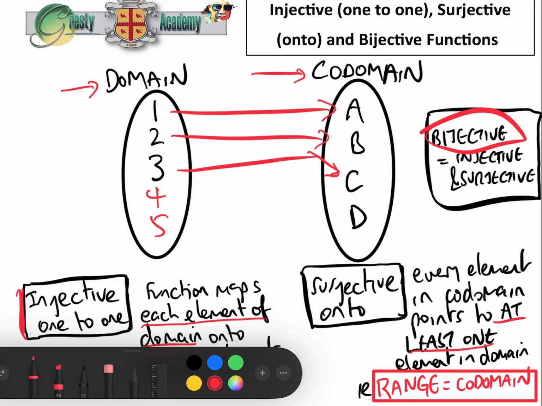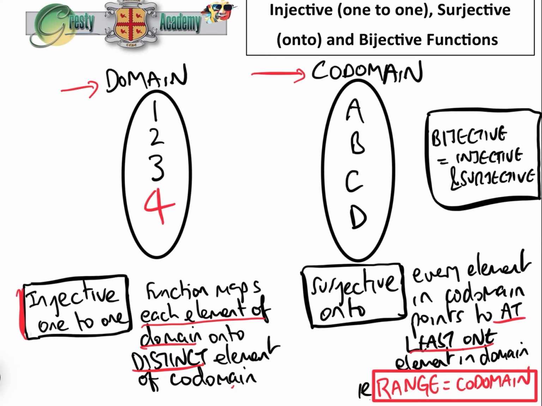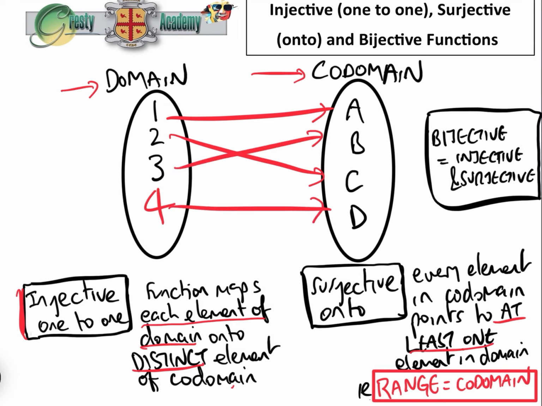And let's just have a look at one more example. Let's take this one. Let's add a 4 in there. 1 maps to A, 2 maps to C, 3 maps to B, and 4 maps to D. This is injective because each element of the domain maps onto a distinct element of the codomain. It is surjective because the range, A, B, C, D, equals the codomain, and therefore it is bijective.